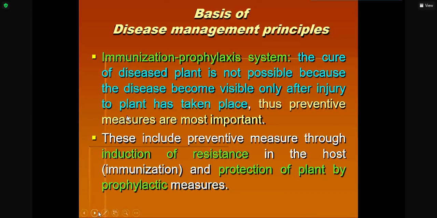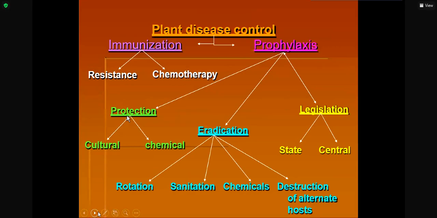approaches. Have a look. What happens actually if we want to control or manage plant disease? You see here, there are mainly two approaches: immunization and prophylaxis. Immunization confers resistance, and in some cases we can induce resistance by applying some inducer. We call it chemotherapy, especially those chemicals, for example salicylic acid, jasmonic acid, and other resistance-inducing hormones. Okay, and what is prophylaxis? It consists of three principles.